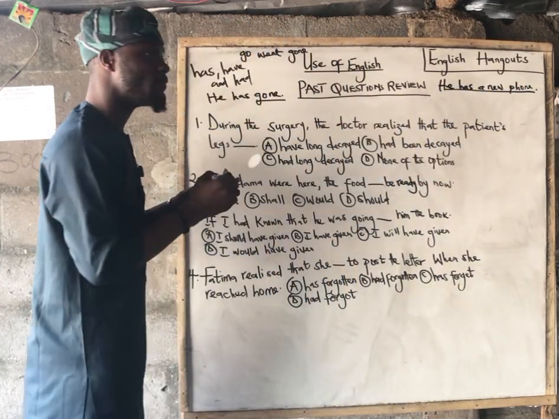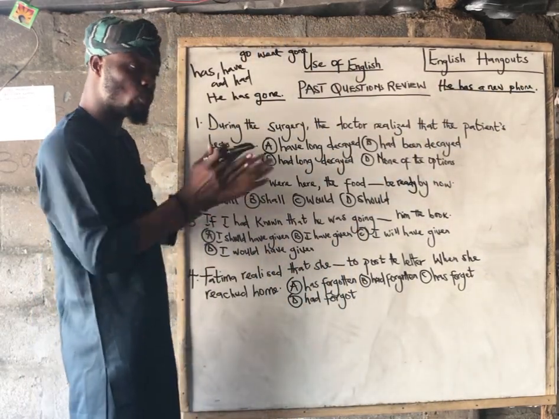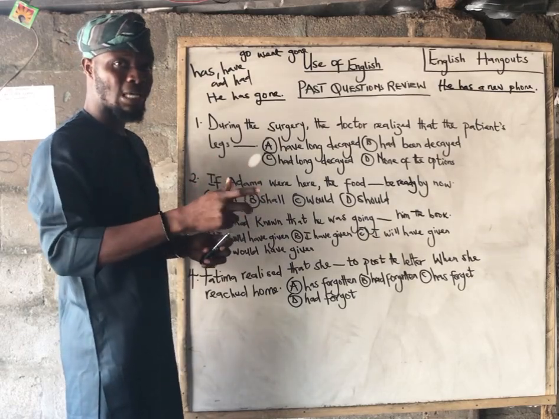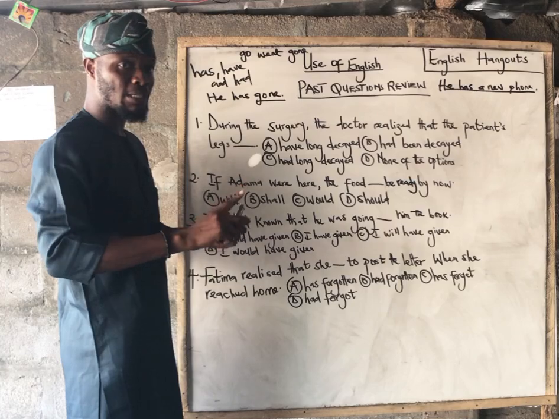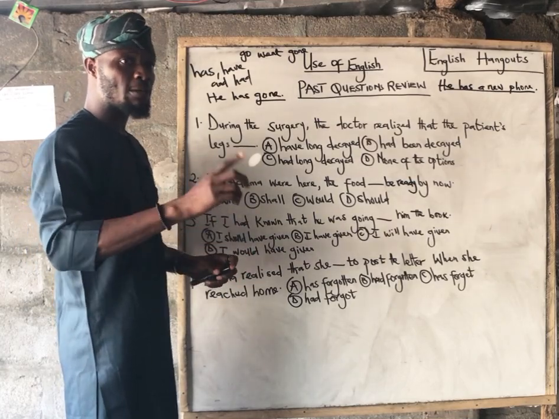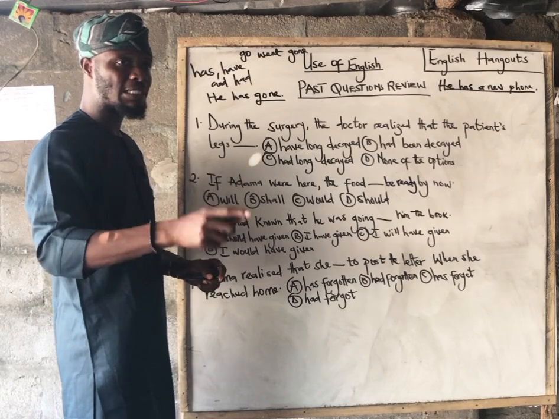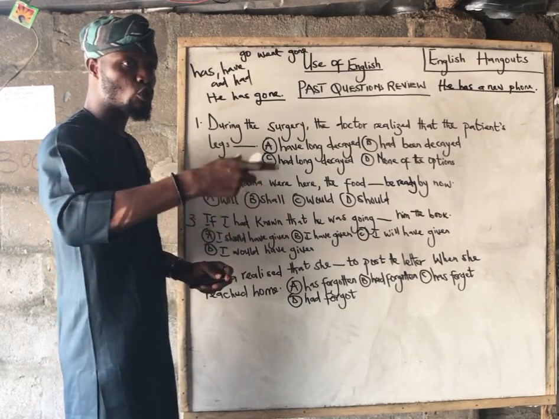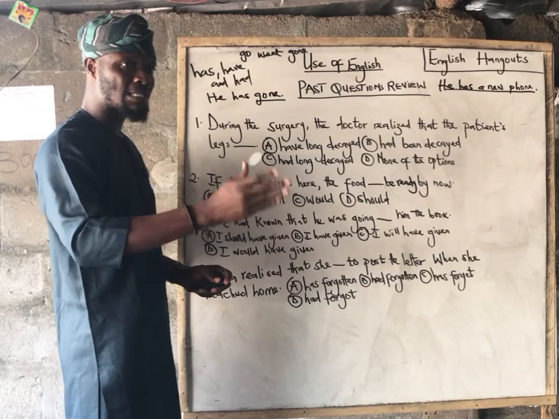So these three verbs are governed by rules. If a verb is to follow has, have, and had, it must be a participle verb, number one. Number two, if there must be a choice between has, have, and had in a conditional sentence, we must choose had instead of has and have.